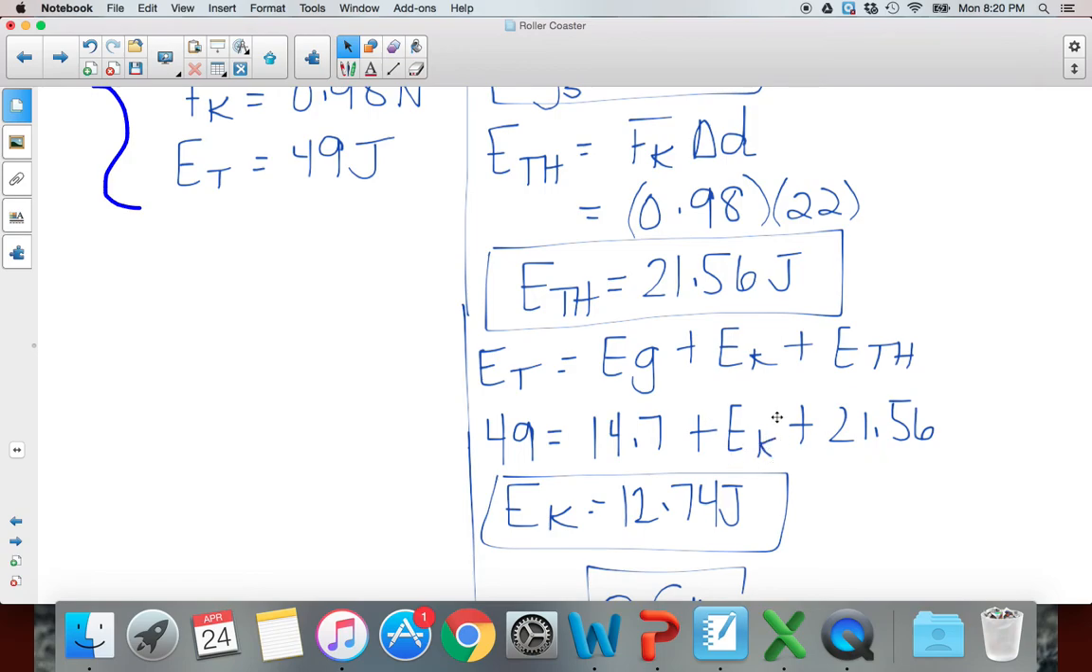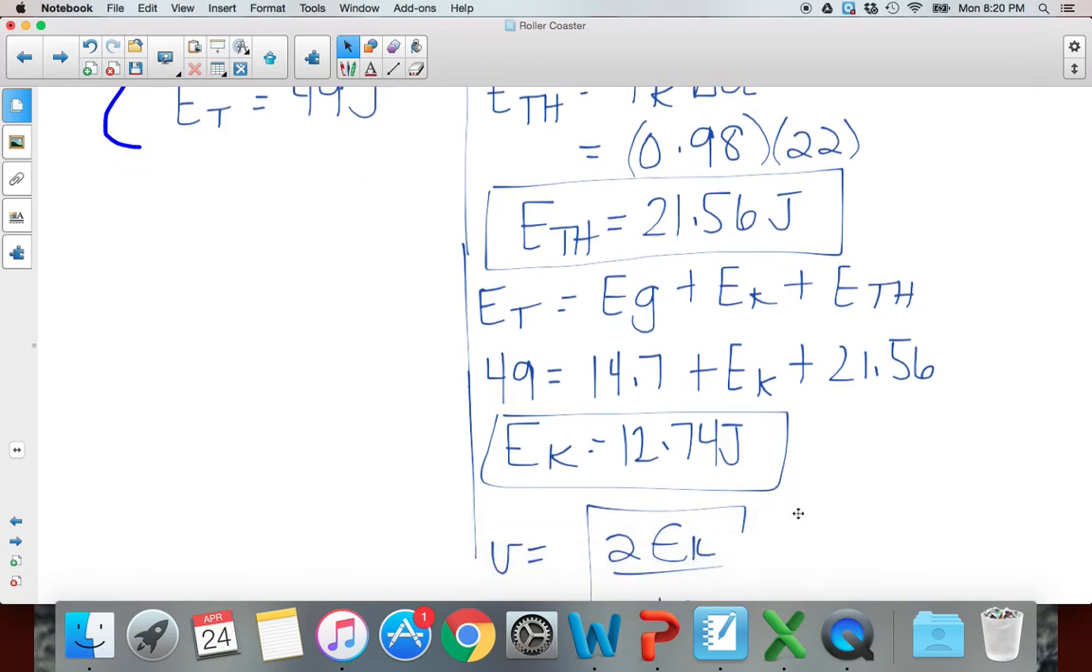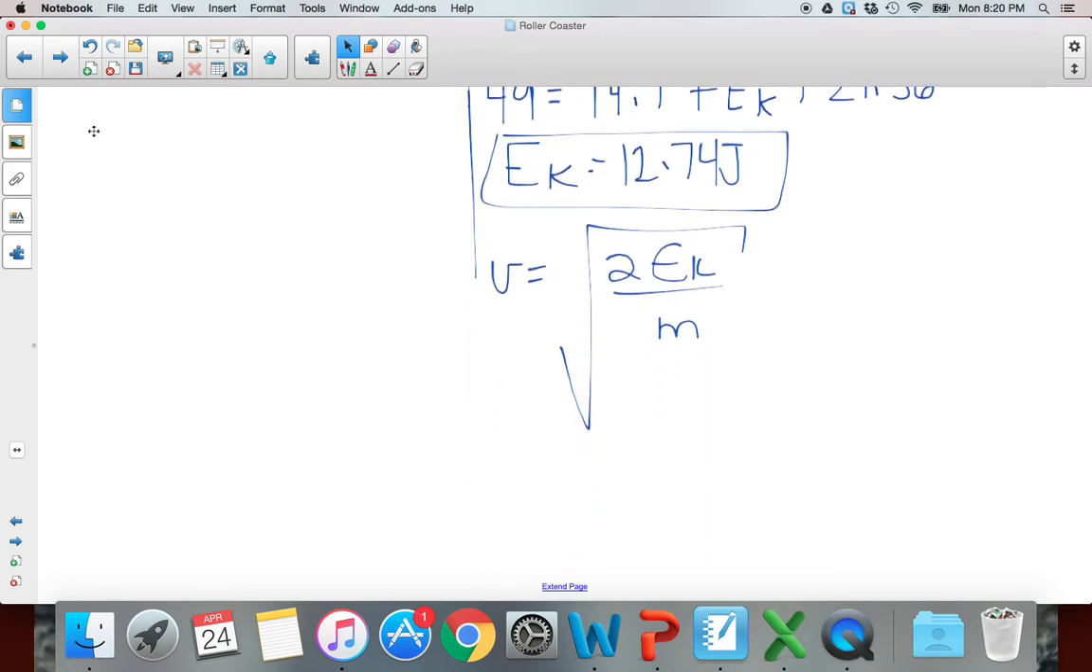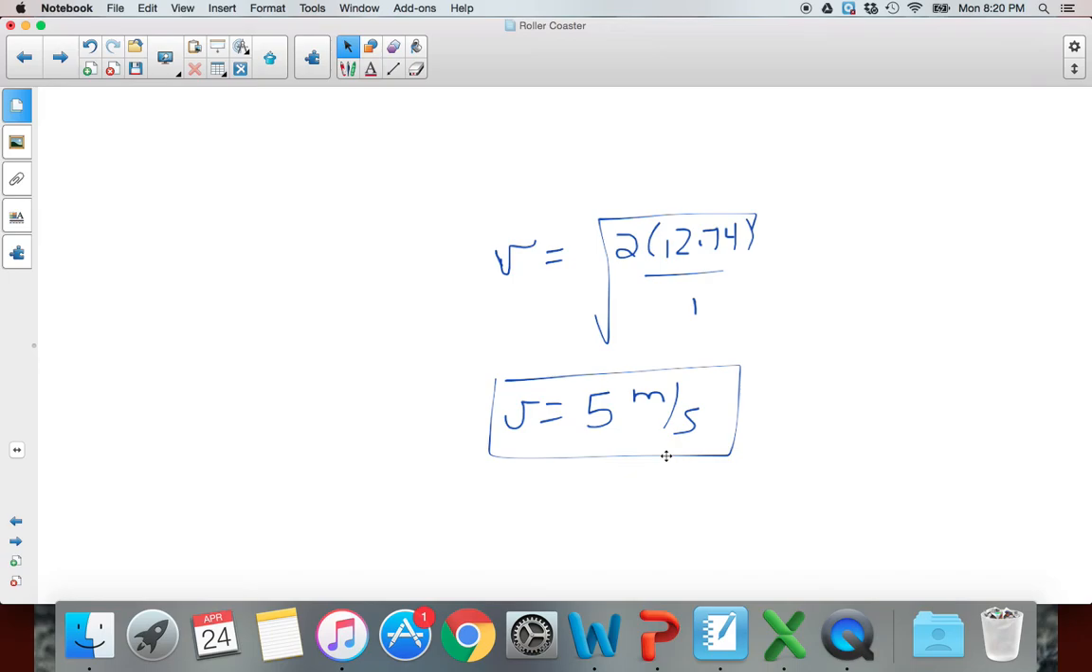So that leaves what Ek has to be, so that we can solve for that. Once you know Ek, you find the speed using the square root of 2 Ek over m, and that leaves us with 5 meters per second, which makes sense. It makes sense it's going a little slower there than at the fastest point.